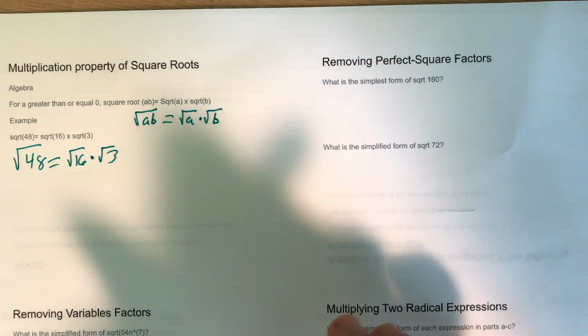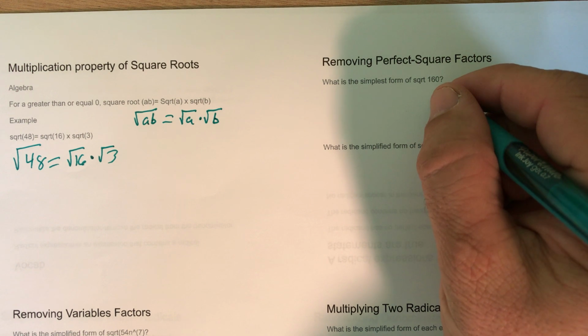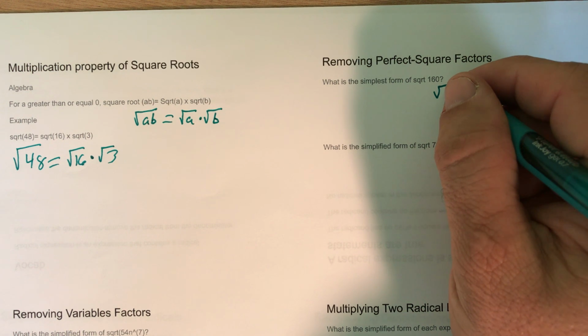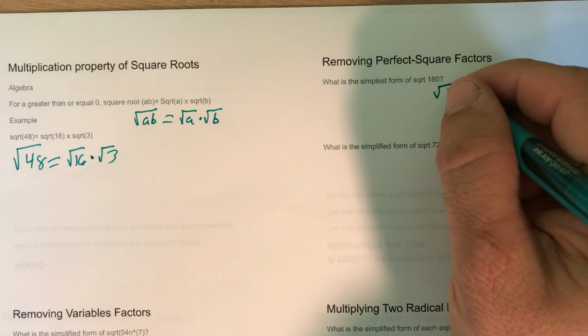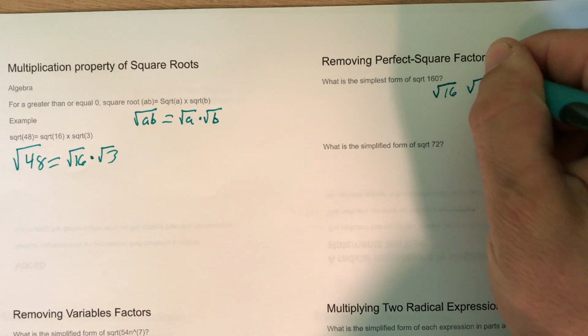160? Well, I'm going to go with the square root of, I'm trying to think what I want to break this apart into. At first I was trying to do 1 and 160, but that doesn't work out. We can do 16 and 10.